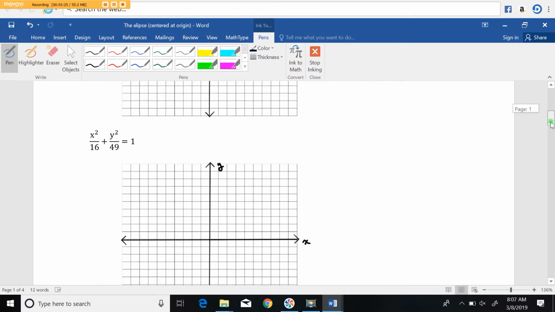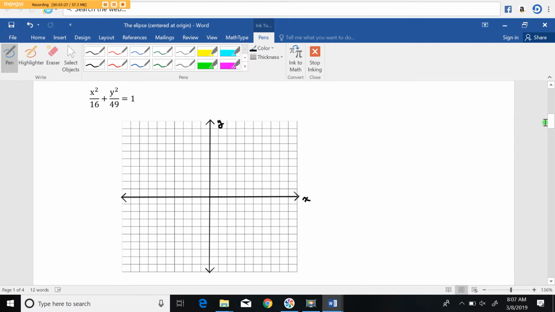All right, let's try another one here. Let's take a look at x squared over 16 plus y squared over 49 equals 1. So again, let's set x equal to 0. The resulting equation is y squared over 49 equals 1. So y is equal to plus or minus 7. So 0, 7, 1, 2, 3, 4, 5, 6, 7, and 0, minus 7. There are 2 points on our graph.